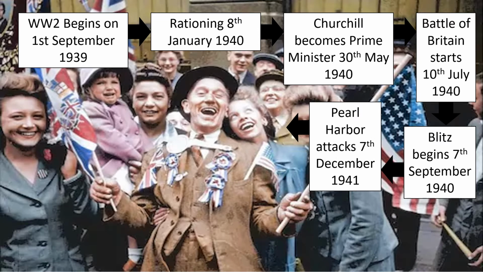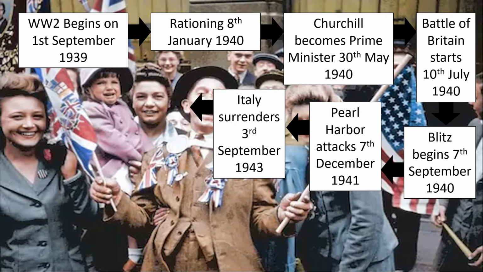Pearl Harbor attacks happen on the 7th of December 1941. Our GCSE students will remember that the Japanese bomb Pearl Harbor, where all the American boats are stationed, and that leads America to join World War II in 1941. Italy surrenders on the 3rd of September 1943. Originally, they were allied with Hitler's Nazi Germany, so that's a bit of a blow for Hitler. However, he still helps the leader Mussolini escape and takes him to safety.